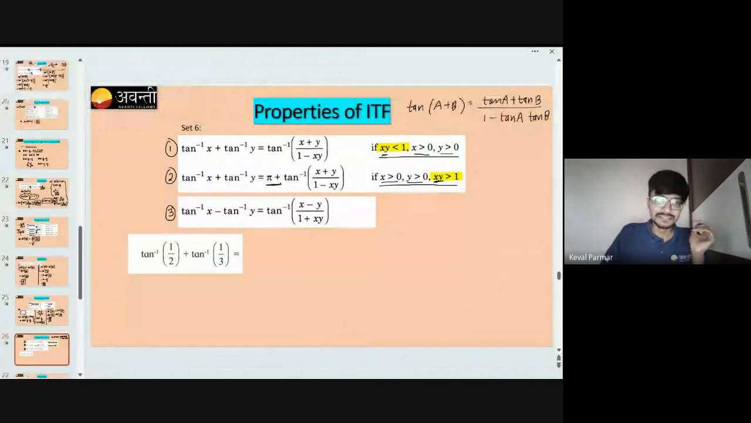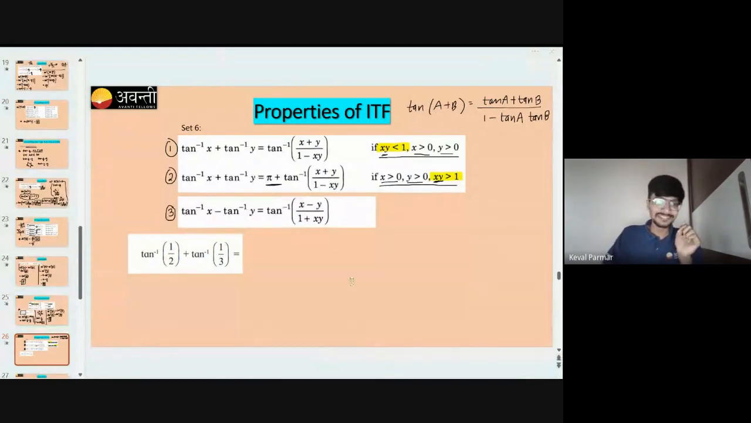And the third one is tan inverse x minus tan inverse y, where there is no condition on x and y. So we can use it for every value of x and y. So tan inverse of x minus tan inverse of y is tan inverse of x minus y upon 1 plus xy. Let me tell you, this is similar to tan A minus B. Tan A minus B was tan A minus tan B upon 1 plus tan A into tan B. So I hope this is clear to you all.